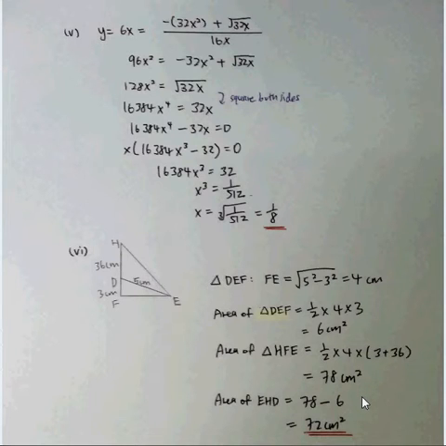Then we can take the area of the big triangle minus the area of the small triangle to find the area of EHD. So 78 minus 6, we get 72 cm squared.